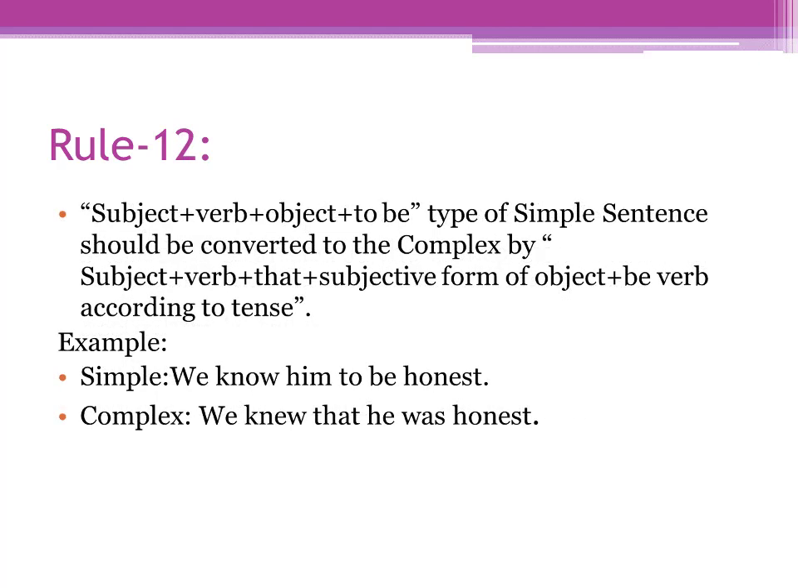Rule 12. Subject plus verb plus object plus "to be" type of simple sentences should be converted to the complex by subject plus verb plus "that" plus subjective form of object plus be verb according to tense. Example: we knew him to be honest. Complex, we knew that he was honest.